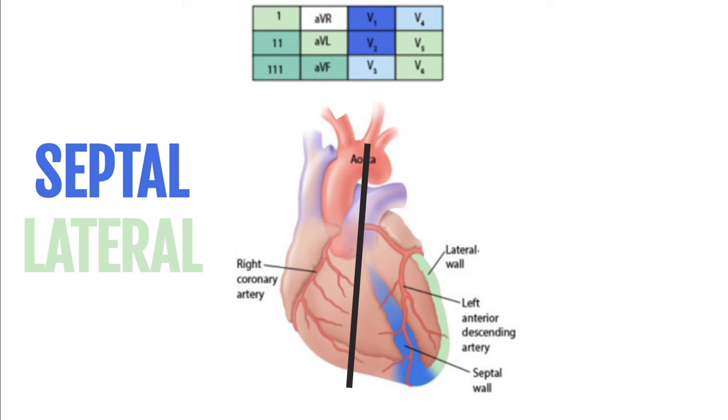The lateral wall of the heart is depicted by the light green here. It is supplied by the circumflex artery, which comes off of that left main coronary artery. And with lateral infarcts, there are 4 leads in which you could see ST elevation. Those are leads V5 and V6, as well as 1 and AVL. And the lateral wall is supplied by the left side, although I know 1 and AVL are located on the right side of the EKG, so just keep that in mind.